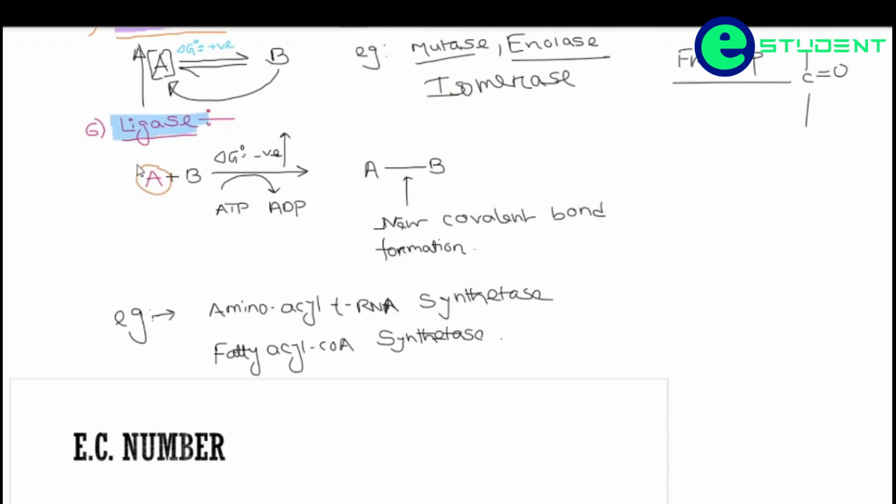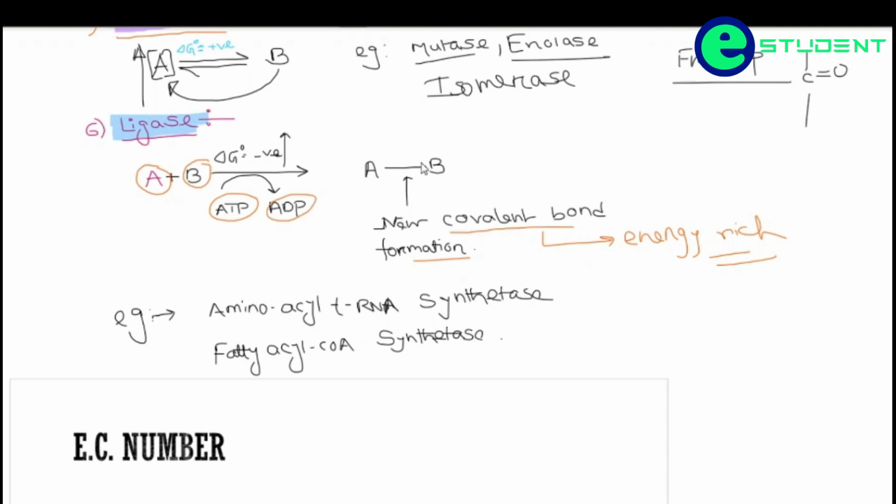Here A and B, which are before the reaction, are present as separated molecules or substrates. After the reaction, there is a formation of a new covalent bond between A and B. As we all know, a covalent bond is an energy-rich bond, so to form a covalent bond, there must be some expense of energy. This energy is given by the hydrolysis of ATP to ADP.